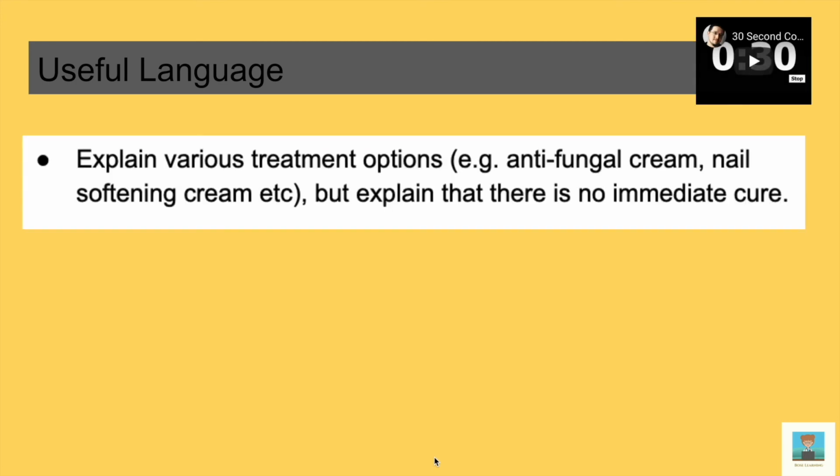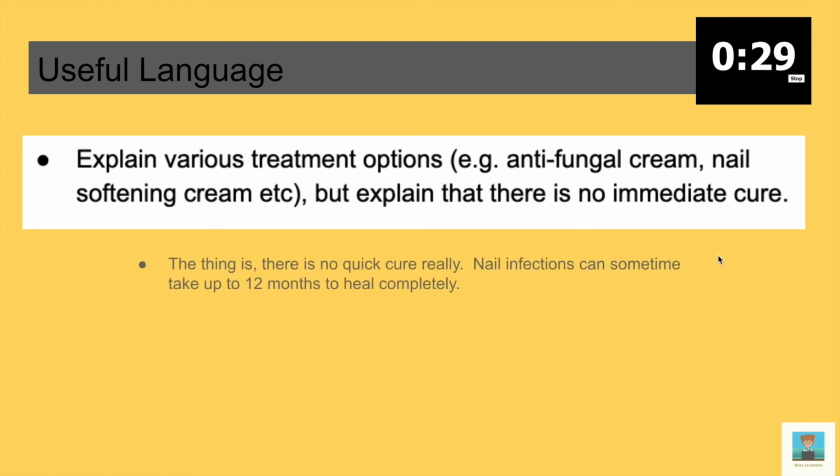Now you need to explain the various treatment options and explain there's no immediate cure. Can you remember how to do that? Well, I would say something like, the thing is, there is no quick cure really. Introduce the information you're going to give, warn the patient, the thing is, that will alert them to the fact that something they don't probably want to hear is coming up, and the fact is, there's no quick cure.